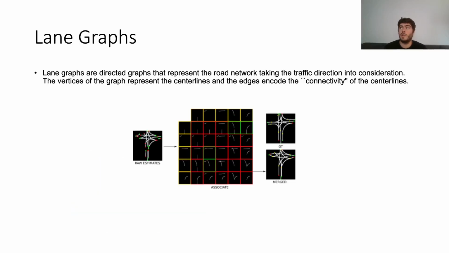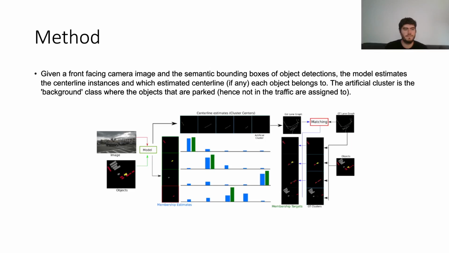In this work, we consider a lane graph as a directed graph where the vertices represent the center lines and edges represent the directed connectivity. Given a front-facing camera image and the semantic bounding box of object detections, our model estimates the centerline instances and which estimated centerline, if any, each object belongs to. Note that if an object is not in the traffic, for example, if it's parked, it is assigned to a background class or an artificial cluster.